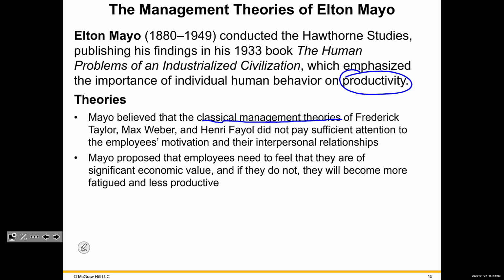And then he proposed that employees need to feel they are a significant economic value.